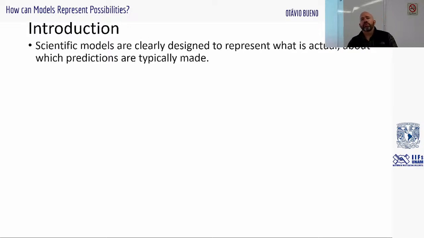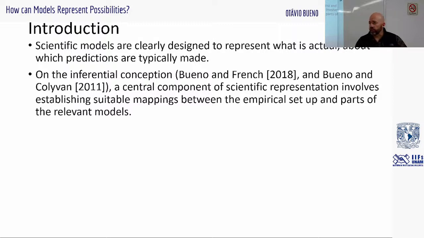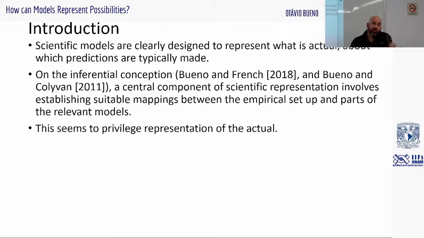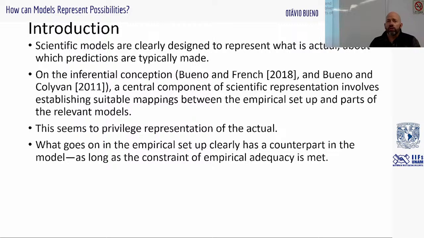So to begin with, scientific models are clearly designed to represent what is actual, from which predictions are typically made. In the inferential conception that I work with Stephen French and Mark Oliver, a central component of scientific representation involves setting up mappings from the empirical setup to parts of the relevant models. The whole point of doing that is to find ways of representing the action. We're interested in what's going on. Now, what goes on in the empirical setup clearly has a counterpart in the model, as long as the constraints of empirical adequacy are met. That's when the minimal constraints should be satisfied.